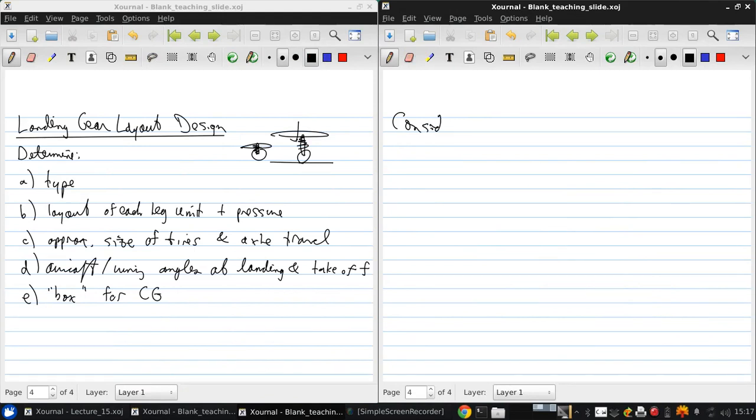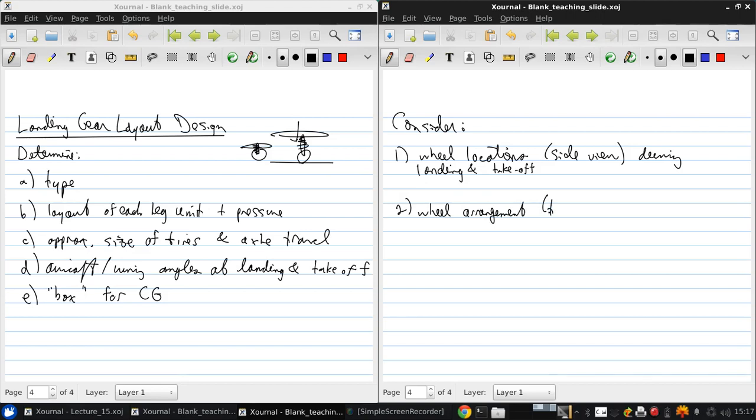So to determine those things, we need to consider the following. The wheel locations and a side view during landing and takeoff. The wheel arrangement, which is from the top view of the aircraft. And we're going to look at an example for a nose wheel configuration. Nose, not noise. Nose wheel.